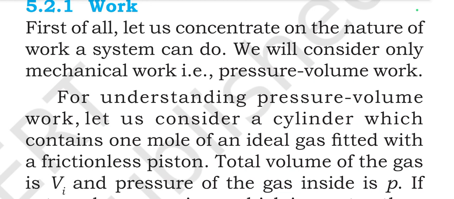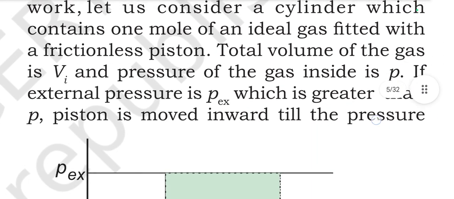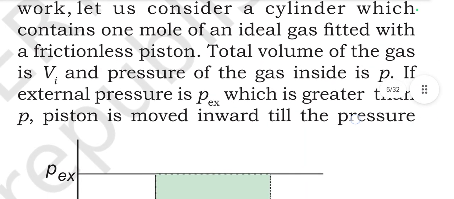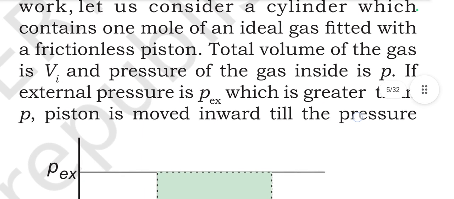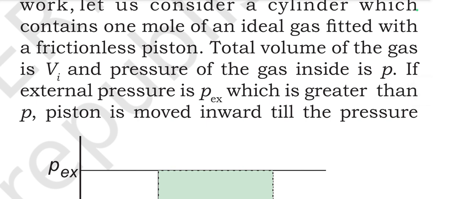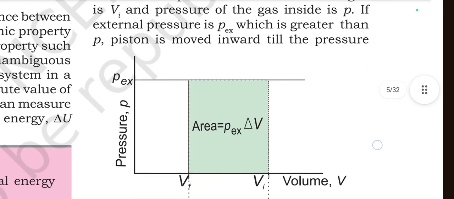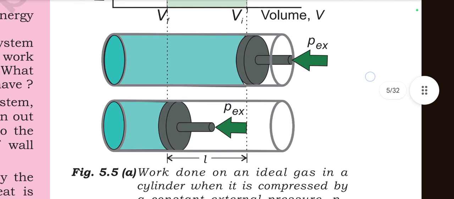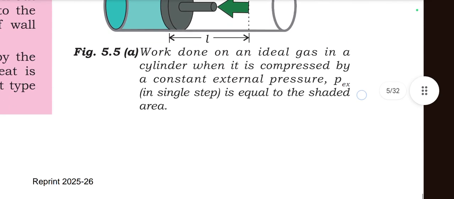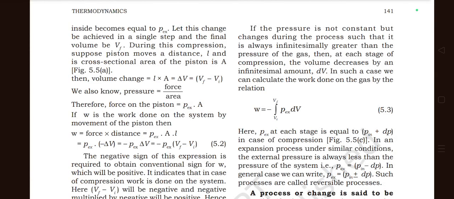For understanding pressure-volume work, let us consider a cylinder which contains 1 mole of an ideal gas fitted with a frictionless piston. Total volume of the gas is Vi and the pressure of the gas inside is P. If external pressure is Pex, which is greater than P, the piston is moved inward till the pressure inside becomes equal to Pex. So this is the diagram and it is a piston.